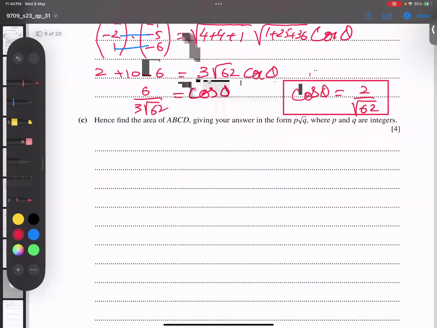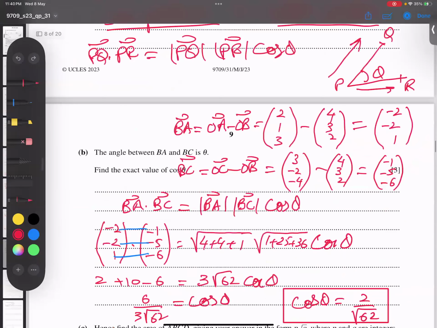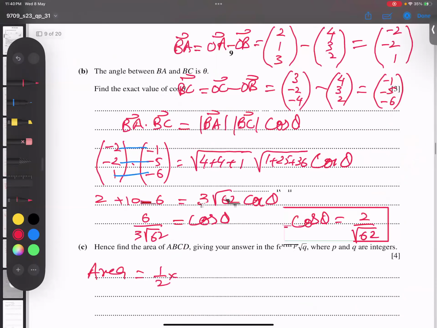Now he's asking find the area of ABCD. Okay, students, the area must be in exact form, and PQ must be integers, not even decimals. How to get the area of ABCD? Students, basically, if you have a parallelogram, what is the formula of the parallelogram? So let me write the formula. The area of the parallelogram formula is half into one side, I mean this side into this side, BA length, BC length, into sine of the middle angle.